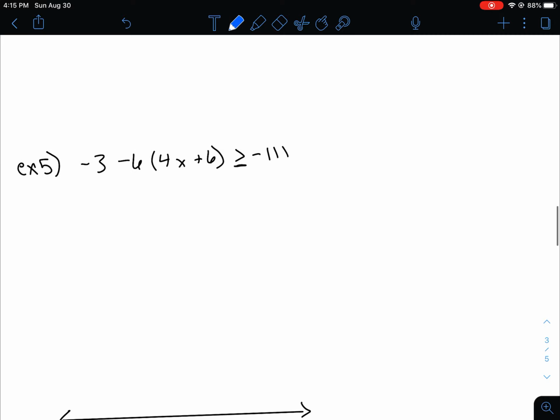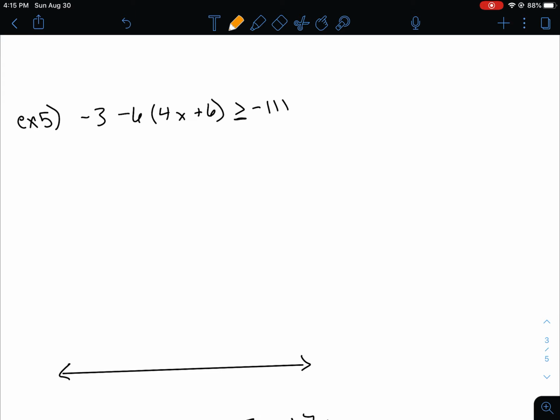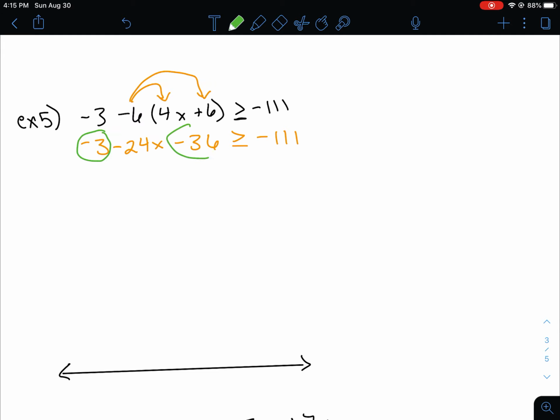Okay, we have 2 more examples. These ones are a little more in depth because there are a few more steps that you need to do. So on this one, for example 5, we have to distribute our negative 6 first before we can do anything else. So we are left with negative 3 minus 24x minus 36 is greater than or equal to negative 111. All right, so now I'm going to combine my like terms of negative 3 and negative 36. So that gives me negative 24x minus 39 is greater than or equal to negative 111.